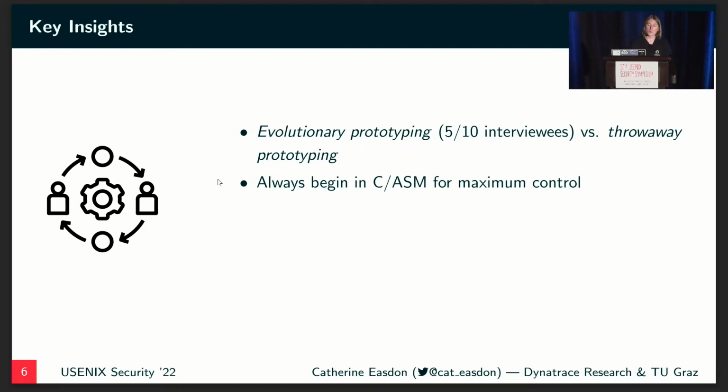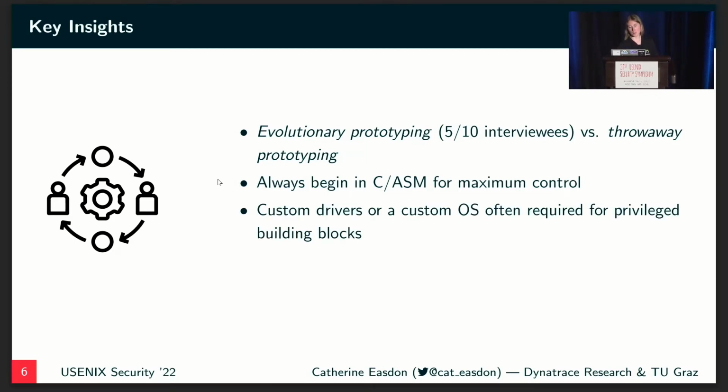Practitioners also always begin in C or assembly for maximum control. So even if we're trying to make a browser-based attack, we start off in native code. Because if you start implementing in JavaScript straight away, there's just too many variables to control, too many things that could go wrong if you're trying to debug why you haven't got leakage. It's very difficult to isolate what's wrong.